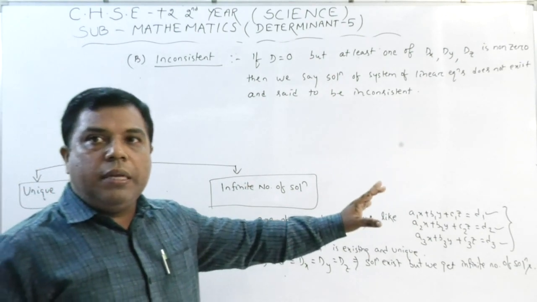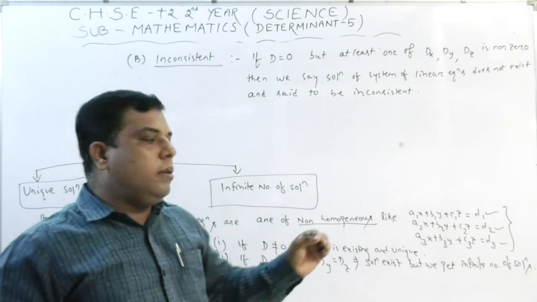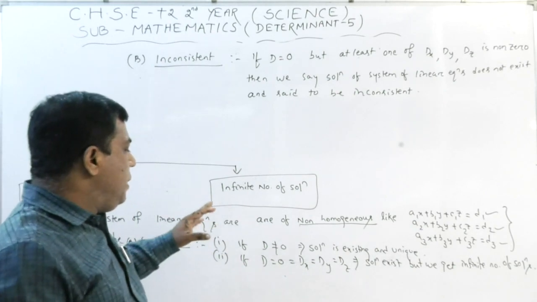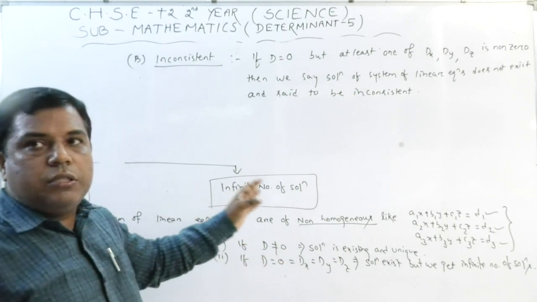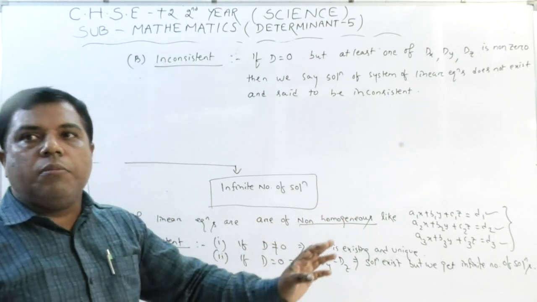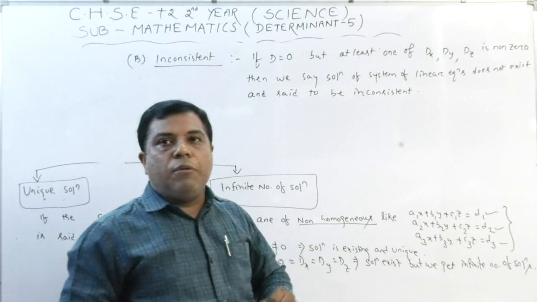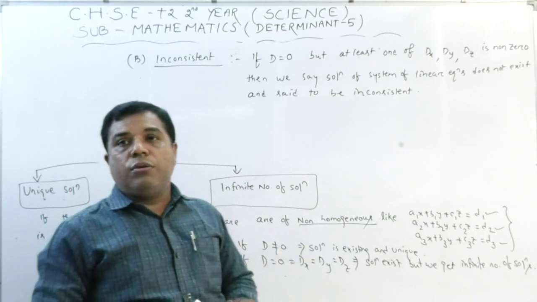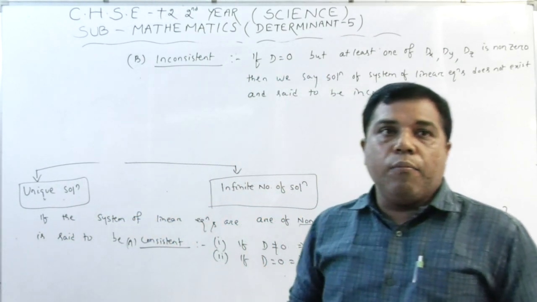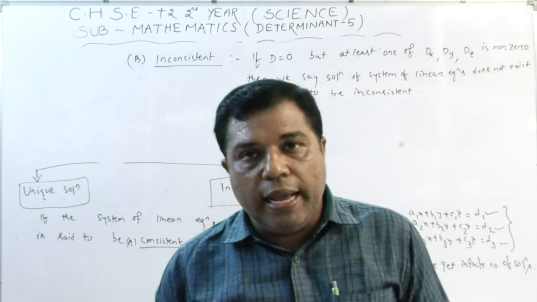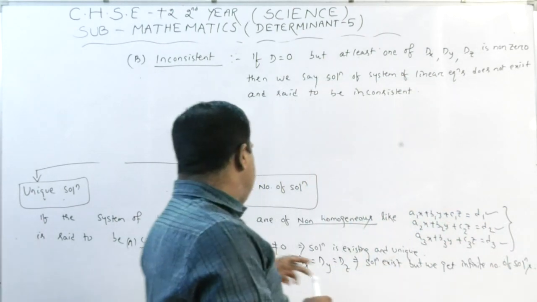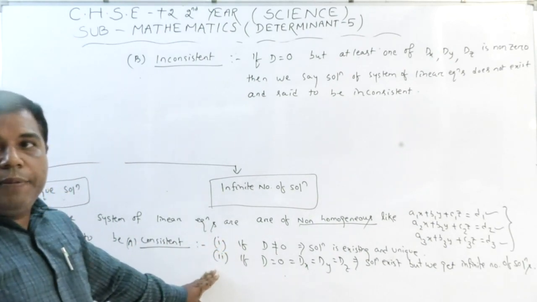You have to find out if d is not equal to 0, then it is clear that it is consistent and the solution exists and is unique. If d is 0, then we have to check dx, dy, and dz. If all the determinant values are simultaneously equal to 0, then dear students, we can say that the solution exists, but infinite number of solutions are there, and they are said to be consistent. So I am noting that one, okay?